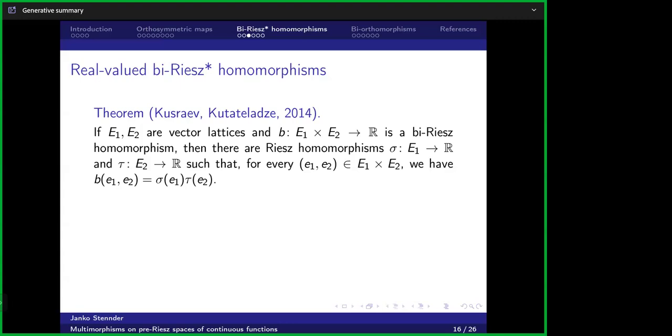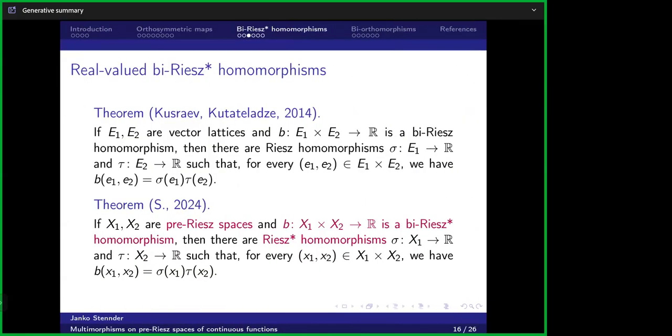Just remember the representation on the continuous functions. We have already looked a little bit at the product of some map. And what I could show is that the same holds for pre-Riesz spaces if we consider bi-Riesz star homomorphisms. So we have to replace vector lattice by pre-Riesz space and Riesz homomorphism by Riesz star homomorphism. And then we get two Riesz star homomorphisms.